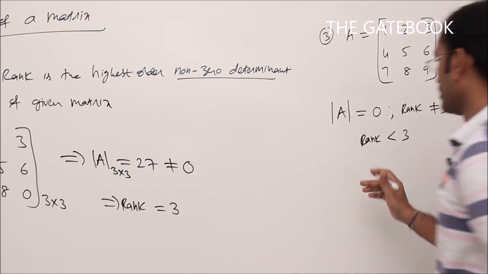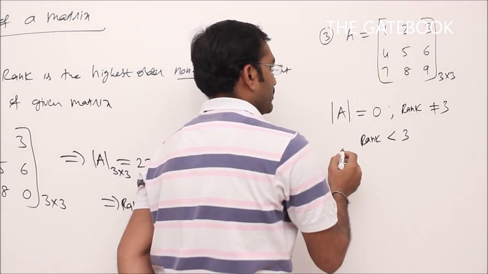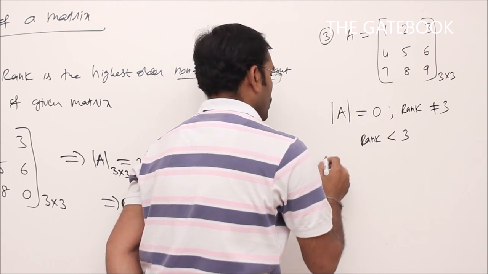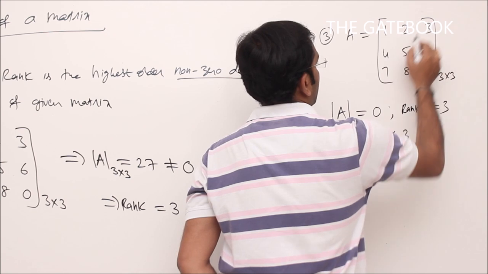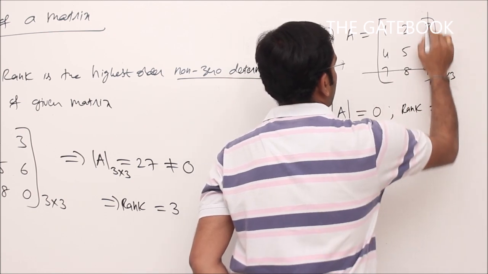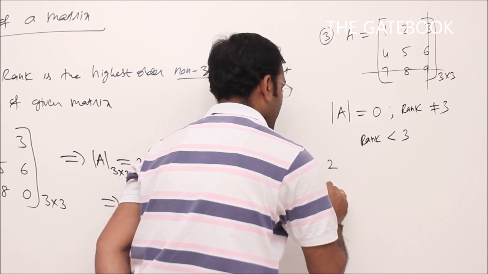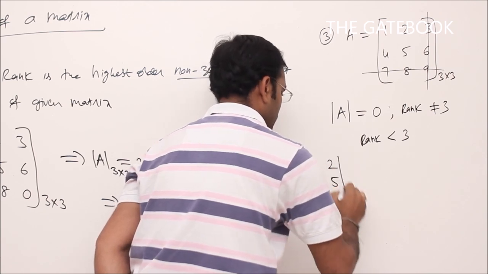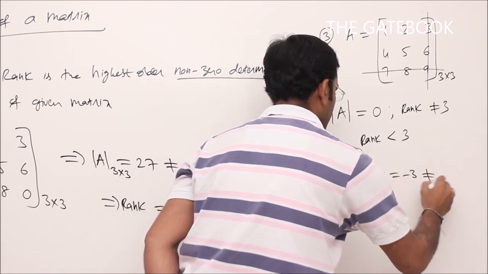Consider any 2 by 2 submatrix by eliminating any row and any column. Let us consider eliminating the third row and third column. We will get a 2 by 2 submatrix. Find the determinant of that submatrix, that will give 5 minus 8, that is equal to minus 3, not equal to 0.